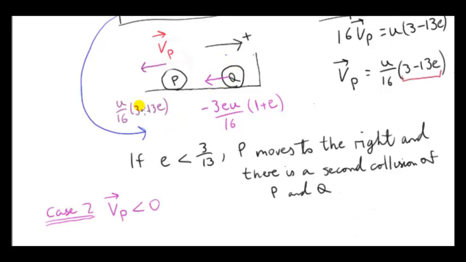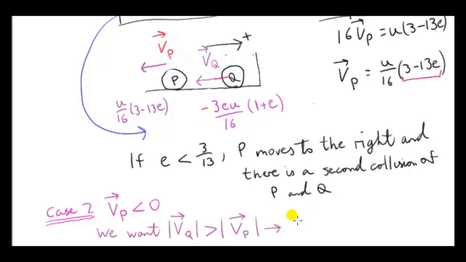Now let's take the other case. Okay, so now P is moving to the left. So what's going to be the condition on E for Q to catch up and collide with P? One way to think about this is to consider the speeds. Okay, so we want the speed of Q to be greater than the speed of P. So the magnitude of this velocity vector has to be greater than the magnitude of this velocity vector here.